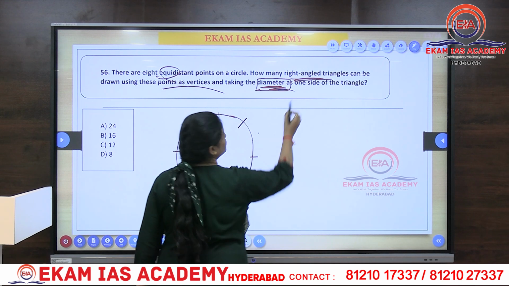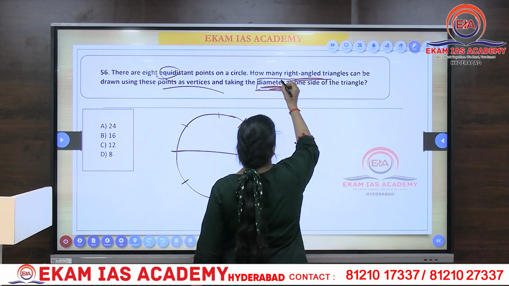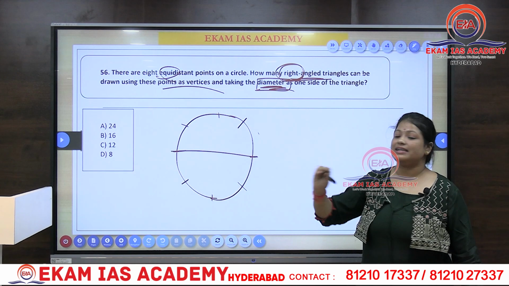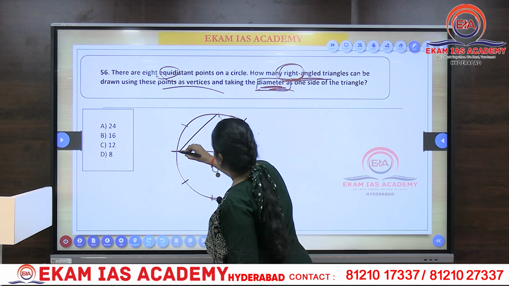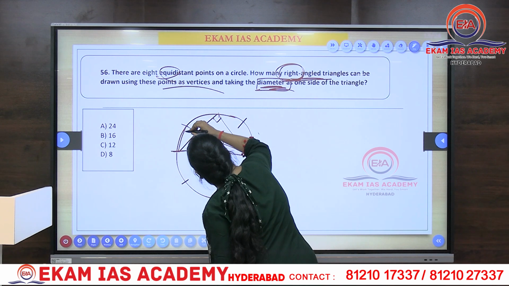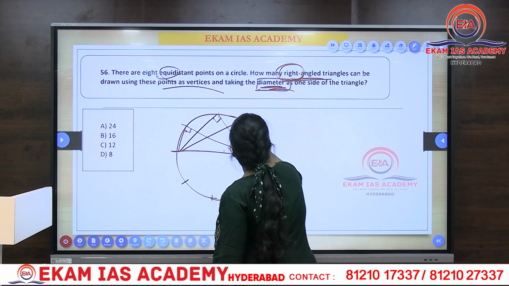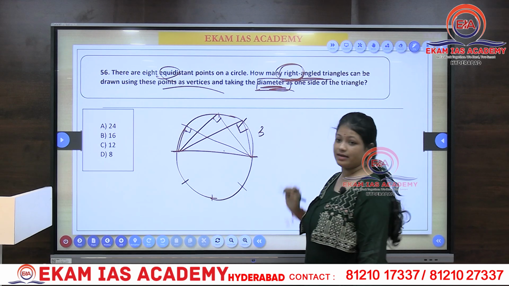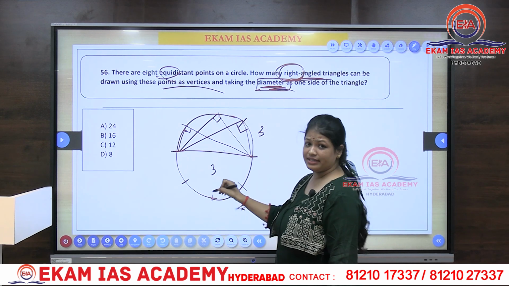Taking diameter as one side of the triangle, I'll draw a diameter here. How many right angle triangles? We only want to draw right angle triangles. So 1. Okay. I'll join this and this. This is the right angle here and this is the right angle here. This would be the right angle. Similarly, we can draw here, we get 3 right angle triangles, right? And similarly, we can get 3 right angle triangles here.